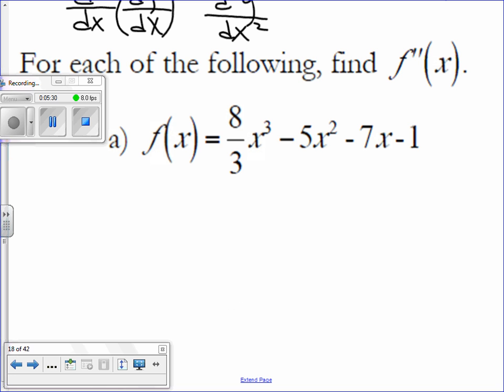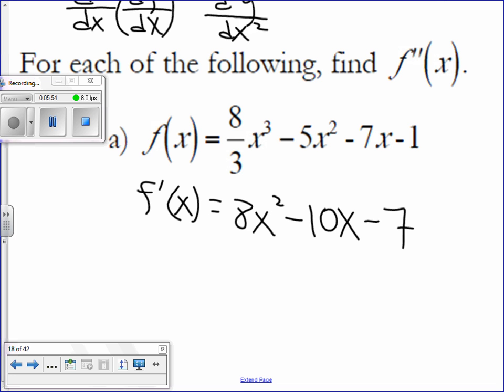So if I call my function f of x, got it right here, what would the first derivative be called? Yeah, we could probably use f prime of x. And what would that equal? 8x squared. I'm glad you didn't forget the squared, because a lot of times people remember to multiply and then they forget about the exponent. Minus 10x. Got it?